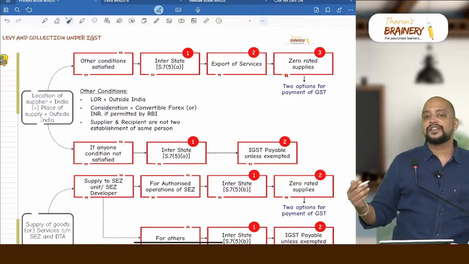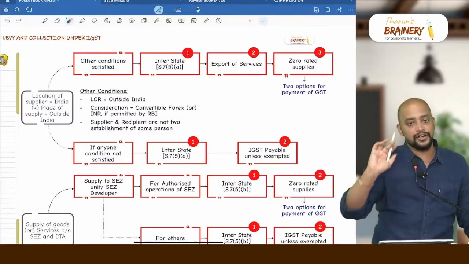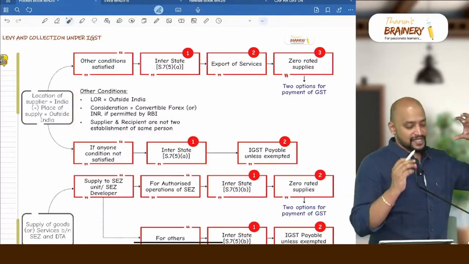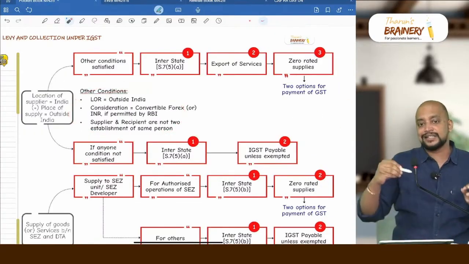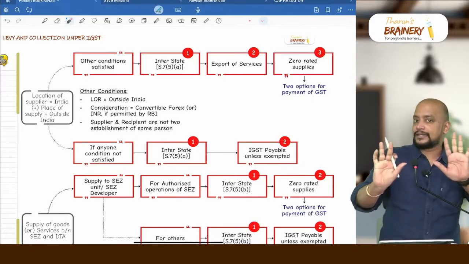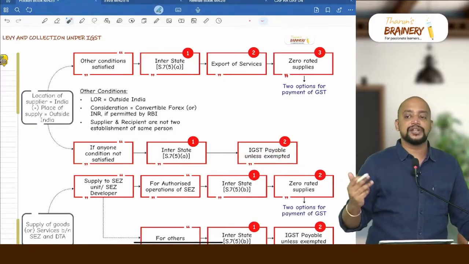So two options are available: either pay IGST and get refund, or don't pay IGST and get the refund of ITC. Suppose any one condition is not satisfied, with location of supplier in India and place of supply outside India, but any other of these three conditions not satisfied, then it will be interstate. That's it, interstate, and we need to pay IGST unless the transaction is exempted.